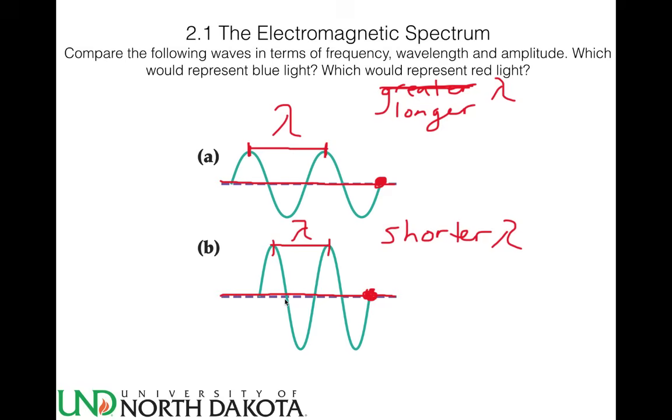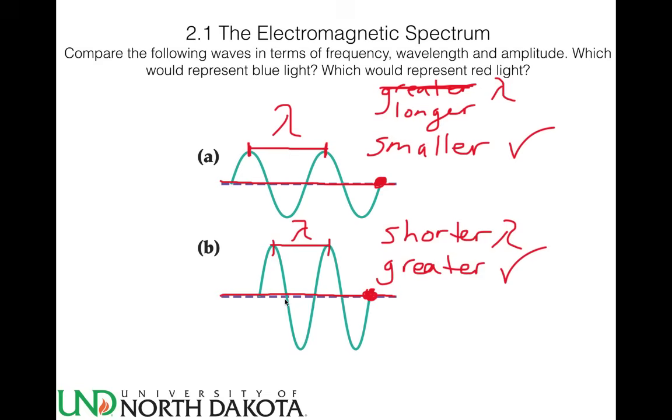Now, waves with a longer wavelength are going to have a smaller frequency. And that means that fewer peaks are going to pass through that point per second. So longer wavelength equals smaller frequency. Shorter wavelength equals greater frequency. And now finally, let's look at amplitude.